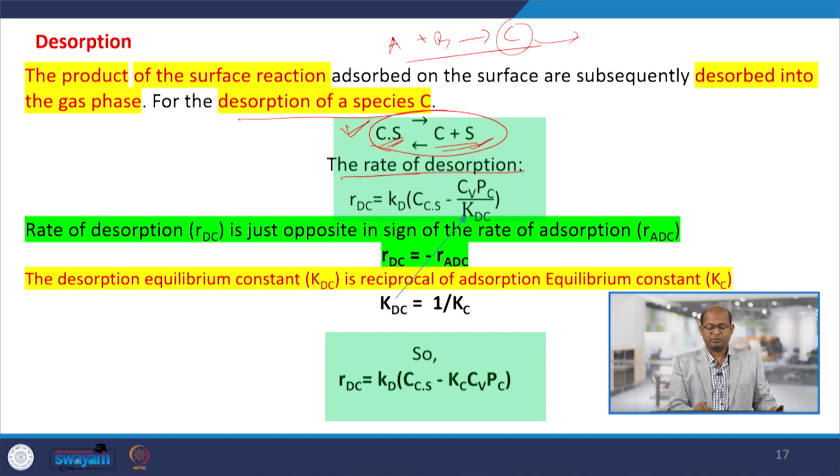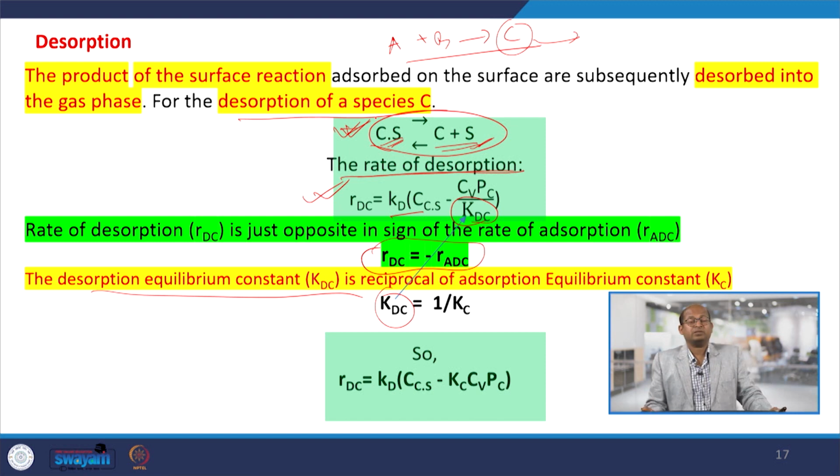Then the rate of desorption reaction we can write, RDC, that equals Kd into CCS minus Cv into Pc by Kdc. Kdc is the desorption equilibrium constant. Okay. Kdc is the desorption equilibrium constant, and this desorption reaction is the reverse of the adsorption reaction.